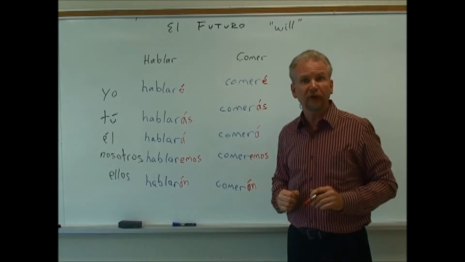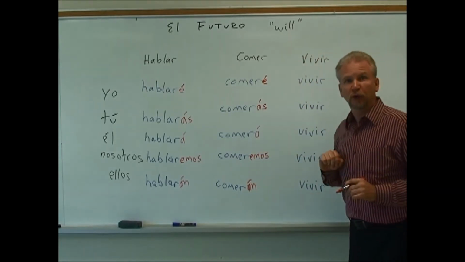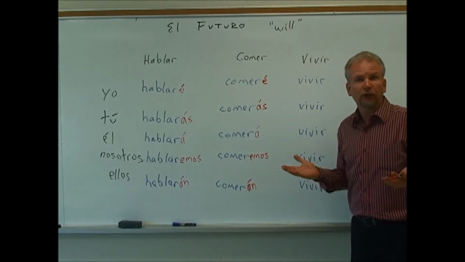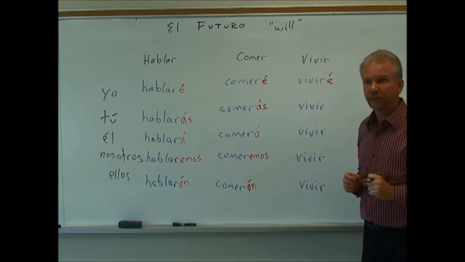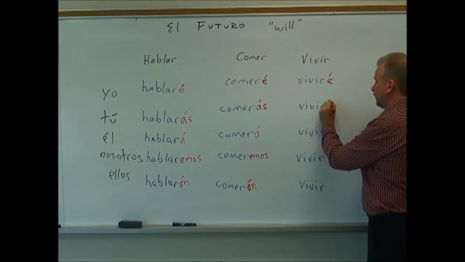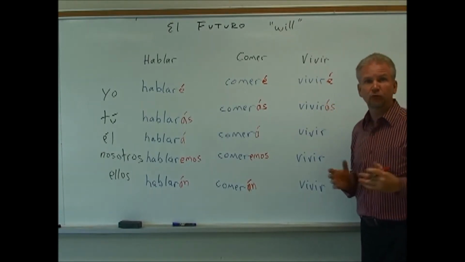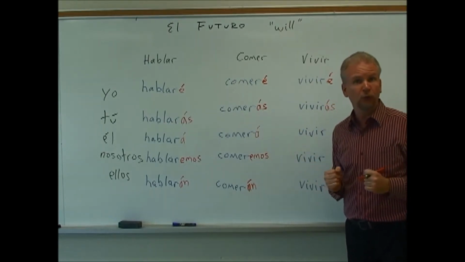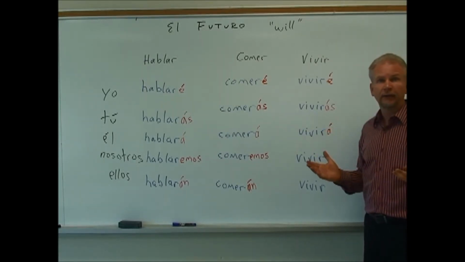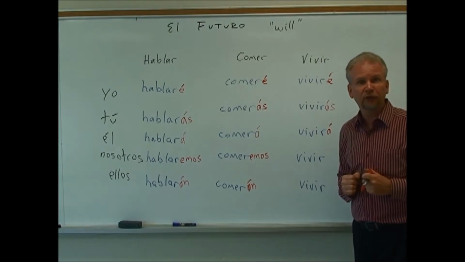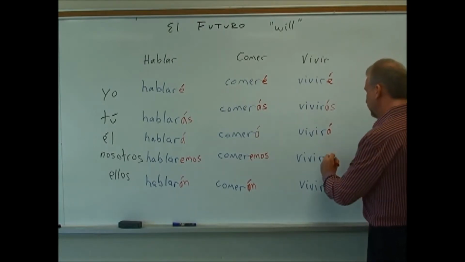Well, you can probably figure out what the IR verb is going to look like. I will live, yo viviré. Tú vivirás, tú vivirás en México. You will live in Mexico. Él vivirá, él vivirá en un apartamento. He will live in an apartment.